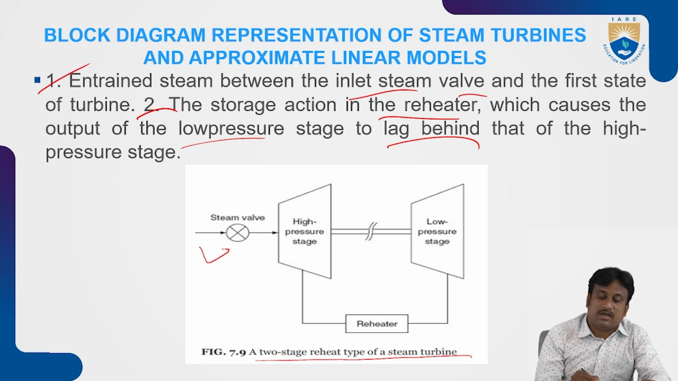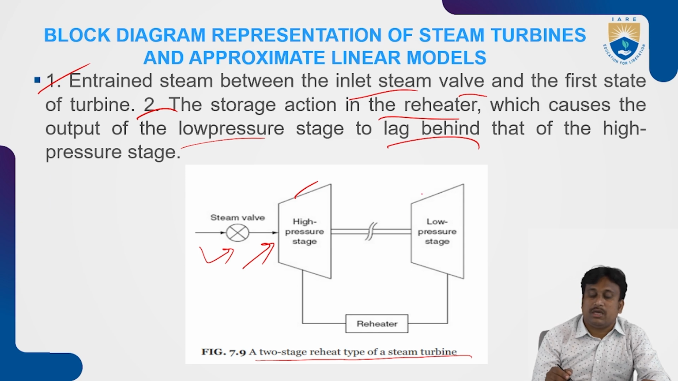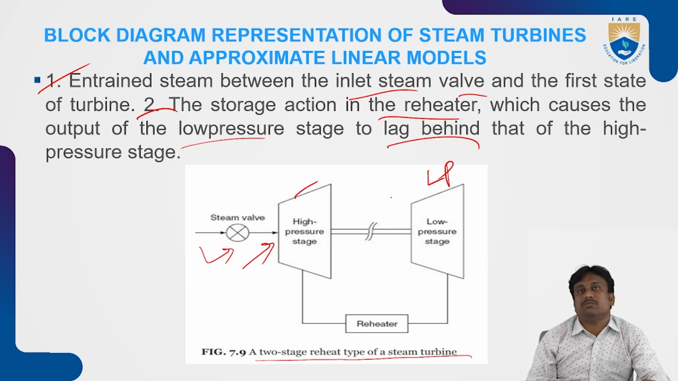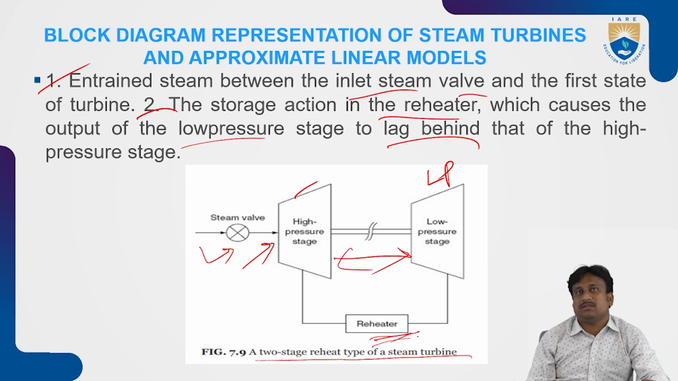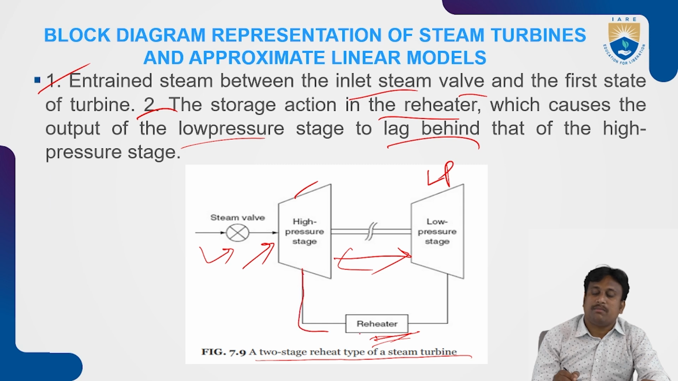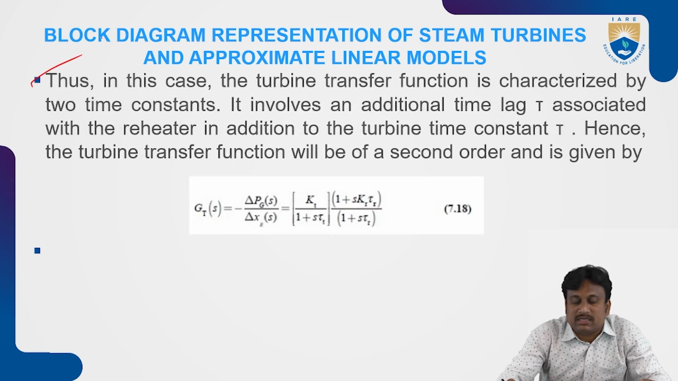Here it is connected with the input section with the steam valve. Here the steam valve is going to produce more steam with the combustion chamber, and it will generate high pressure, and this is represented by the high pressure stage block. It is connected to the low pressure stage block. So these are both coupled by a section called the reheater section. This makes the reheating of the chambers on either side of the system, that is the high pressure stage and the low pressure stage. And thus in this case the turbine transfer function is characterized by two time constants.